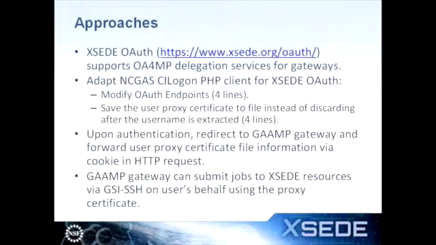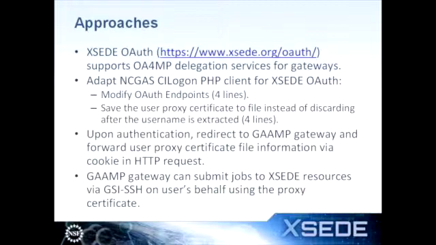And then in the NCGAS CILogon case, once the user is authenticated, only the username is needed by Galaxy, so we only forward the username to Galaxy. While in the GAAMP case, we actually need a user proxy certificate for the later job submission. So we modify the client a little bit to save the user proxy certificate to a file, so that the rest of the GAAMP workflow can use that certificate. So just another few lines of change in the client. Now the client is ready to use for the GAAMP gateway.